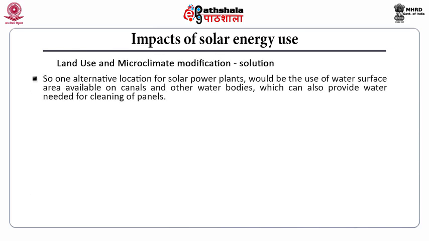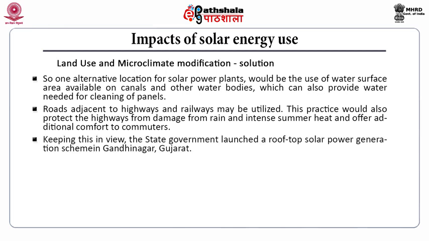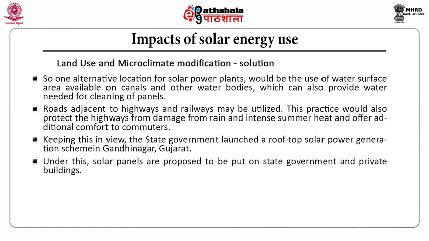So, one alternative location for solar power plants would be the use of water surface area available on canals and other water bodies, which can also provide water needed for cleaning of panels. The roads adjacent to highways and railways may be utilized. This practice would also protect the highways from damage from the rain and intense summer heat and offer additional comfort to the commuters. Keeping this in view, the state government launched rooftop solar power generation scheme in Gandhinagar, Gujarat. Under this, solar panels are proposed to be put on state government and private buildings.